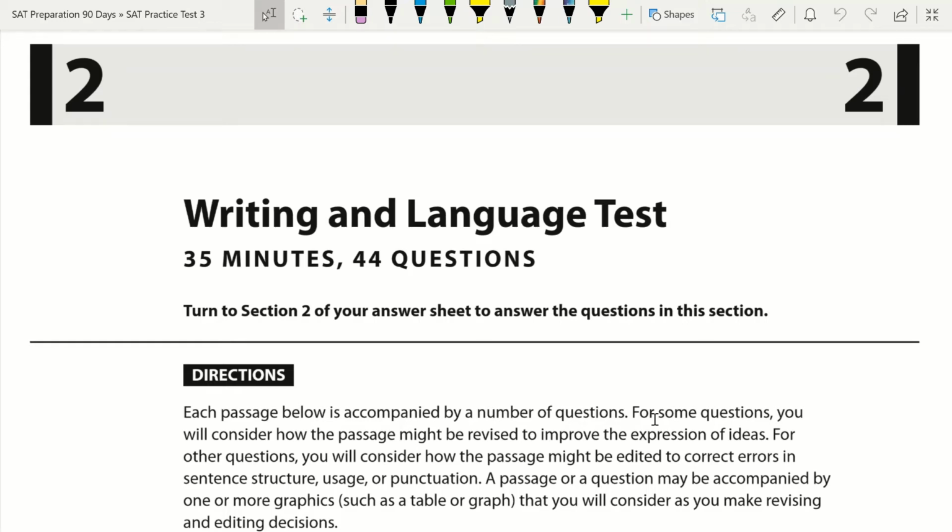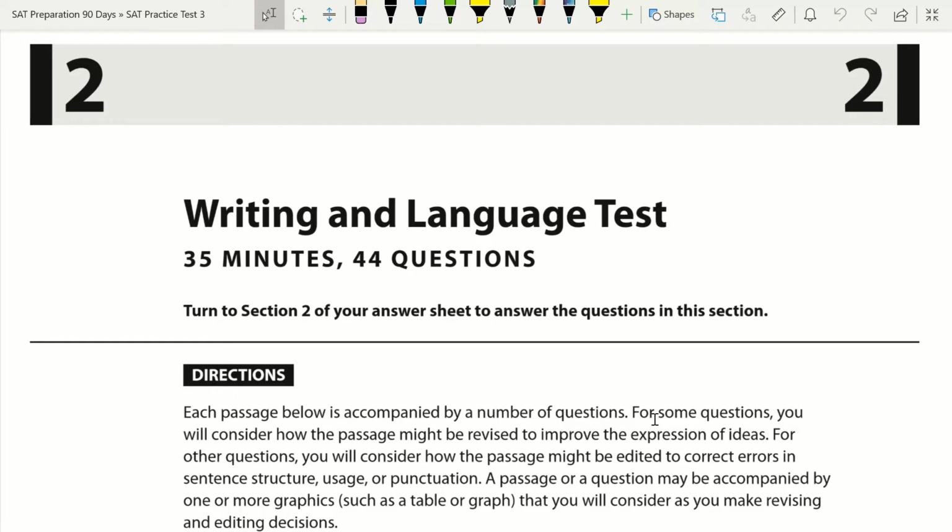Today is day 54 in our 90-day SAT prep series. Today is going to be solely the writing and language section. What we're going to be doing is you're going to be taking SAT practice test 3, the writing and language test from that practice test. You're going to do that in 35 minutes. Just take it like you would if it was on the real SAT, so try to simulate realistic test conditions.